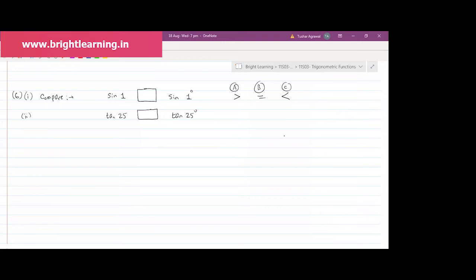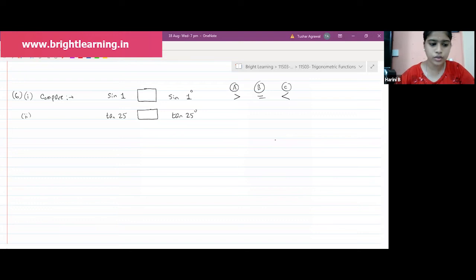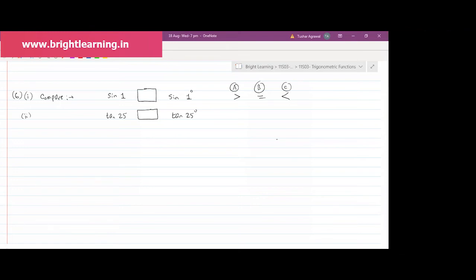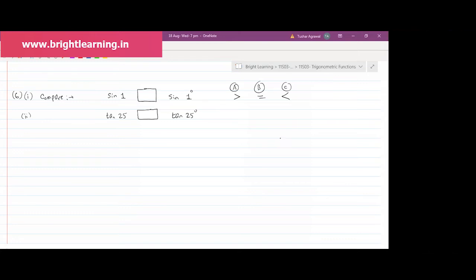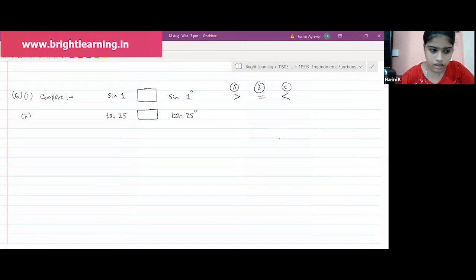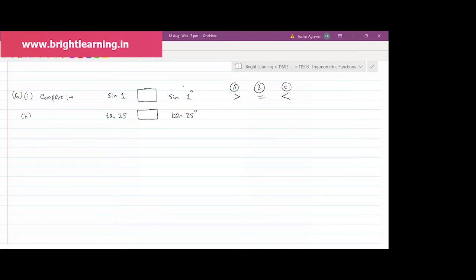So this is Harini B. Yes, tell me Harini. Sir, actually I changed it into radians, sir. Which did you change into radian? Yes, sir. Sine 1 I changed into radians, sir. Sine 1 I got as 0.84, sir. And when I have written sine 1, that 1 is itself in radian. On the right hand side, I have written this small symbol. That means that symbol is of degree.